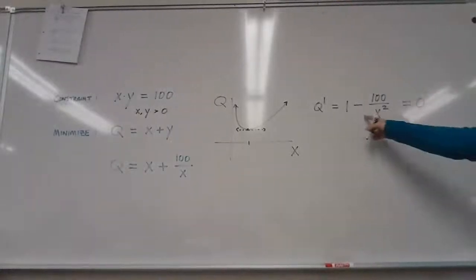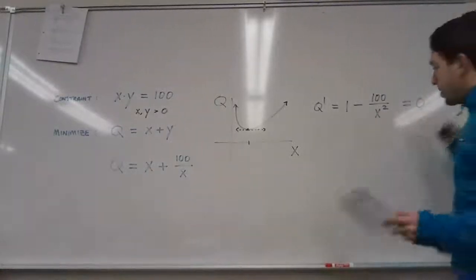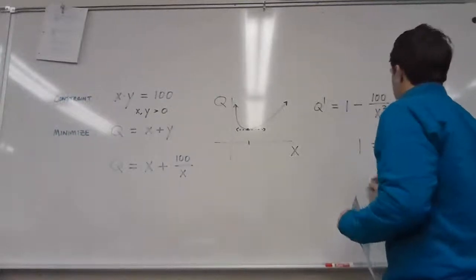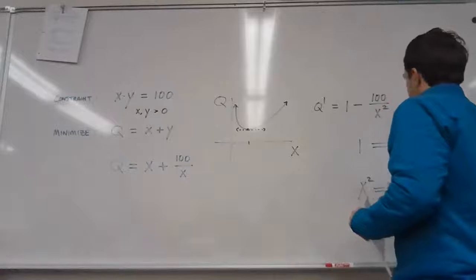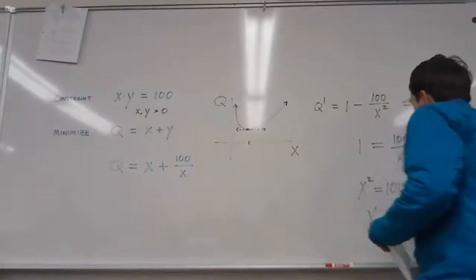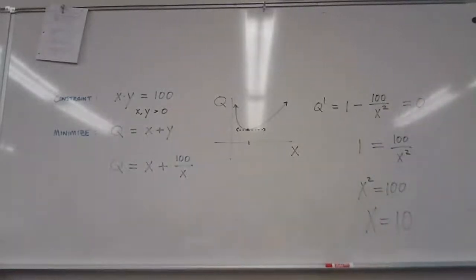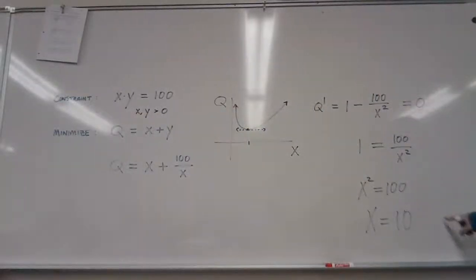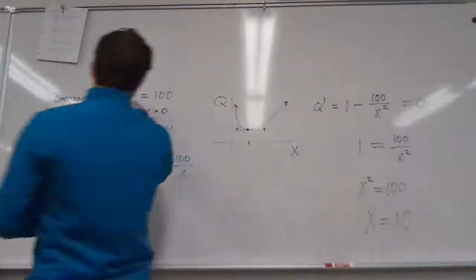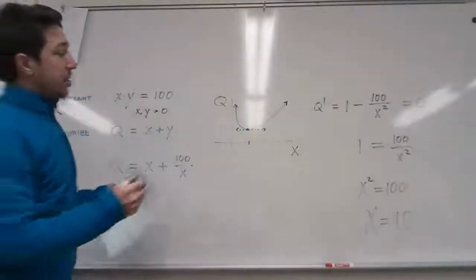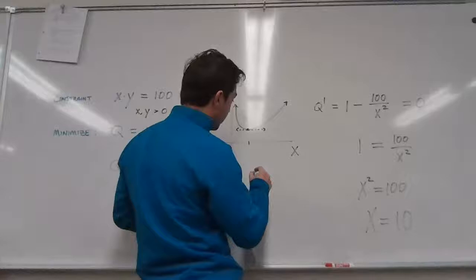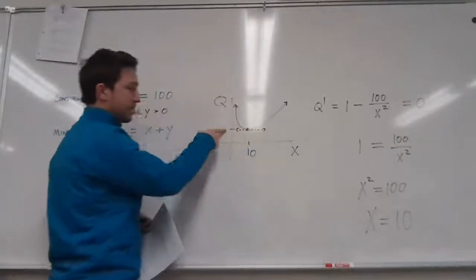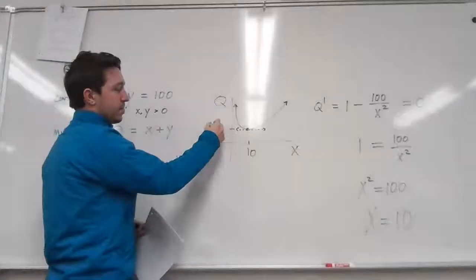This is a fairly easy equation to solve, right? 1 equals 100 over x squared. X squared equals 100, so x is going to be 10. I reject the negative solution because it doesn't obey the constraint. And of course, getting the y value, once I found the x value, follows very easily. So it turns out that this is 10. What's this? Also 10.